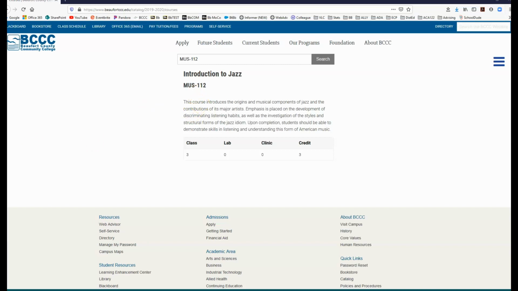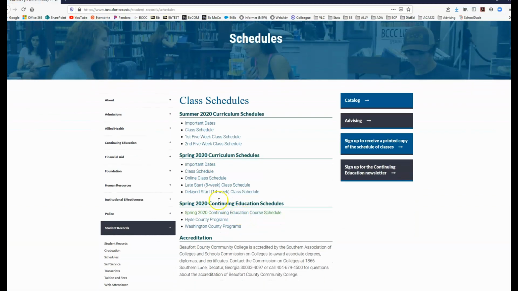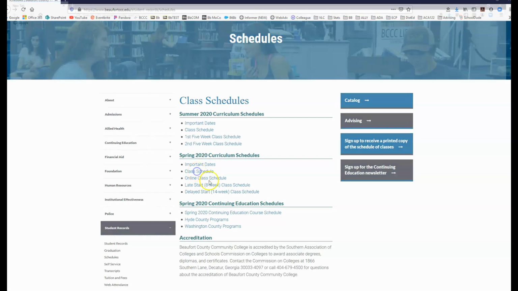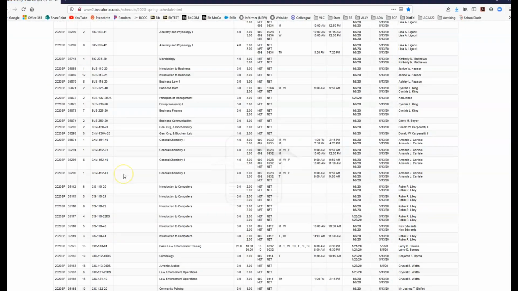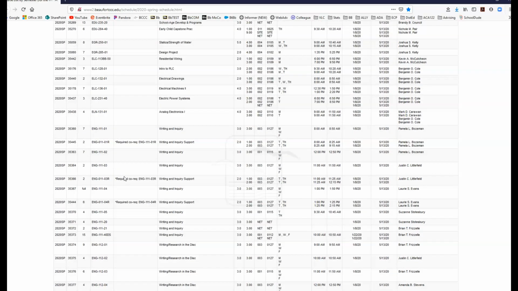So there are other types of courses as well. They're called co-requisites. A co-requisite is a course that you have to take at the same time you're taking another course. So let me show you how you would know that. I'm going to go back to class schedule, and for instance, I'm going to go to spring 2020 just for example, and I'm going to look up English. They're all in alphabetical order, so they're easy to find.